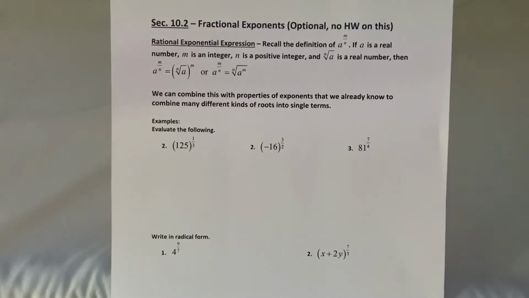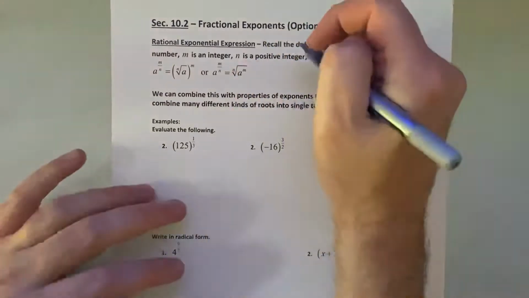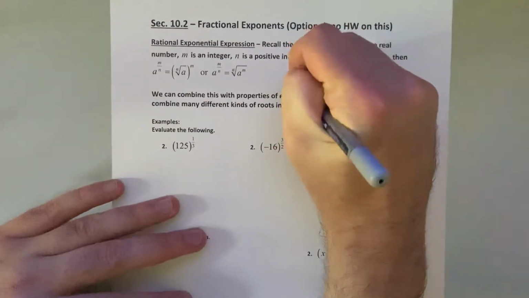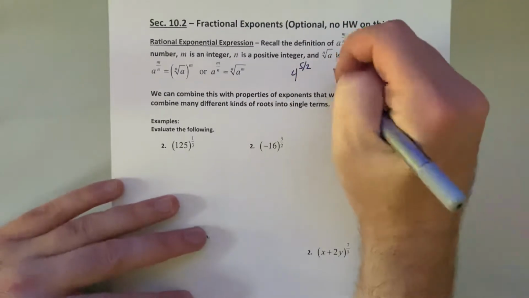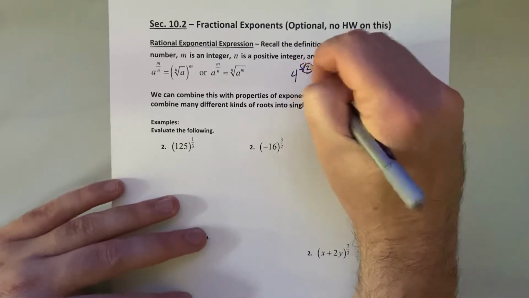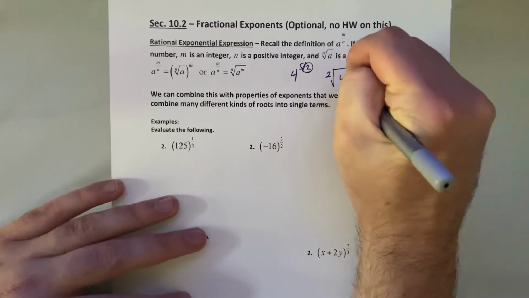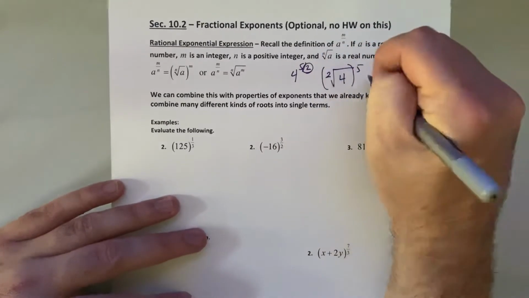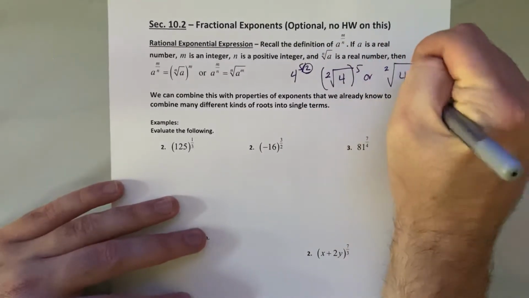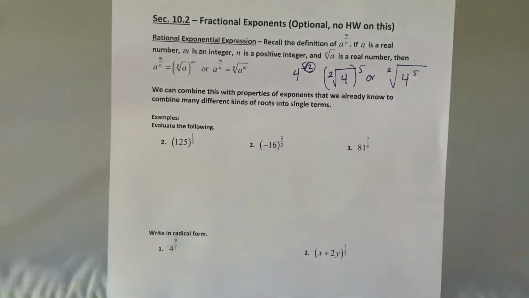If you have a negative exponent and it's a fraction, you let the negative go with the numerator, leave your denominator positive. And if the nth root of a is a real number, then a to the m over n is the nth root of a to the m power, or the nth root of a to the m power. Now, all it's really saying is that if you've got 4 to the 5 halves power, this becomes the square root of 4 all to the 5th, or the square root of 4 to the 5th. Either one of those is the same.